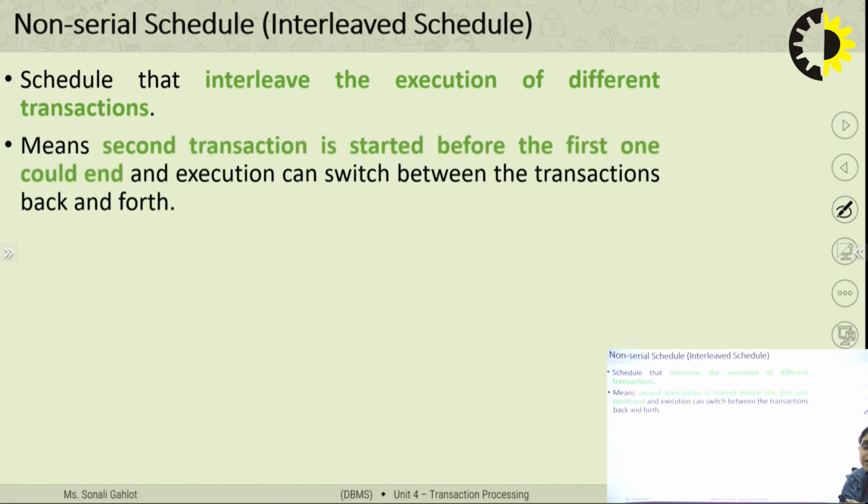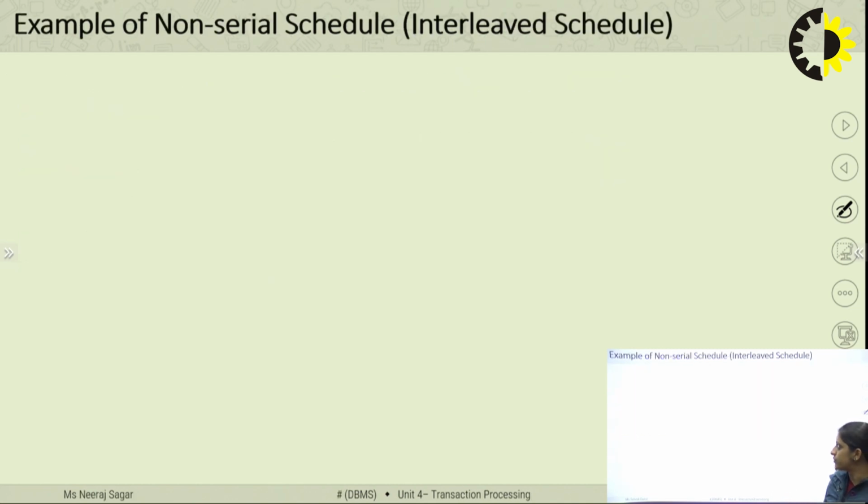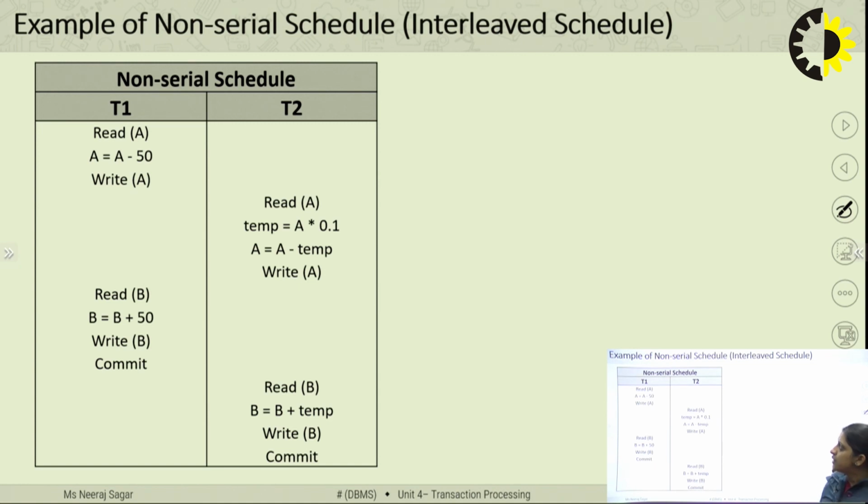It means the second transaction is started before the first one could end, and execution can switch between the transactions back and forth. It can contain many possible orders in which the system can execute the individual operations of the transactions. We will try to understand this with the help of an example. This is the example of non-serial scheduling.